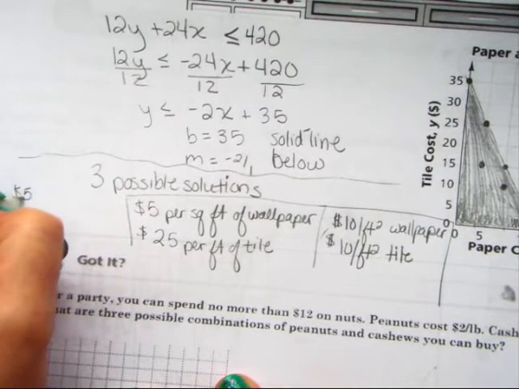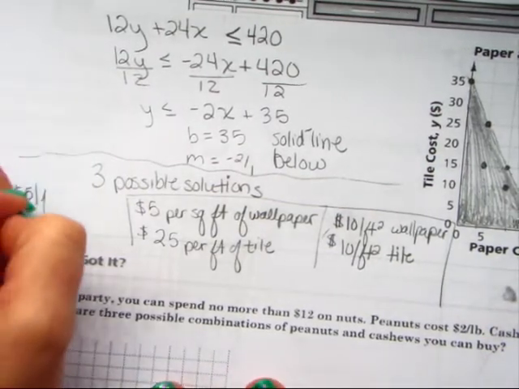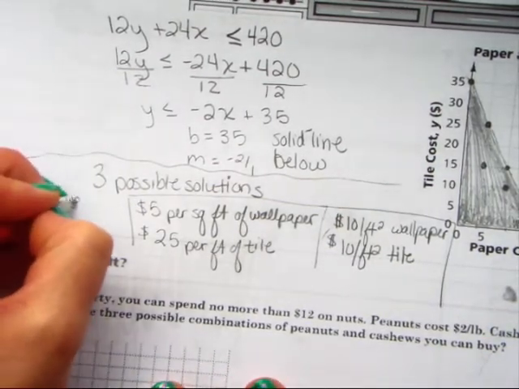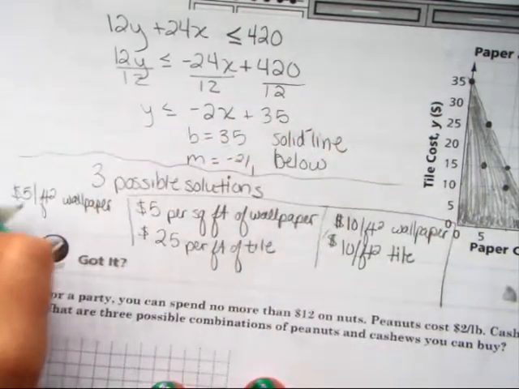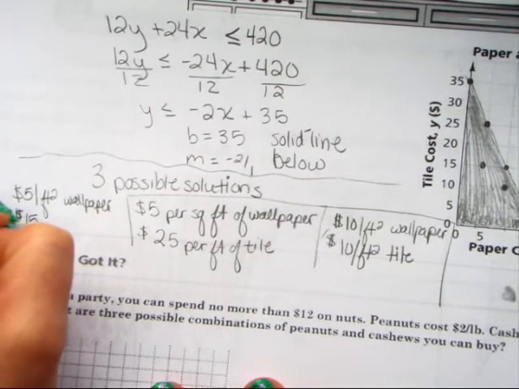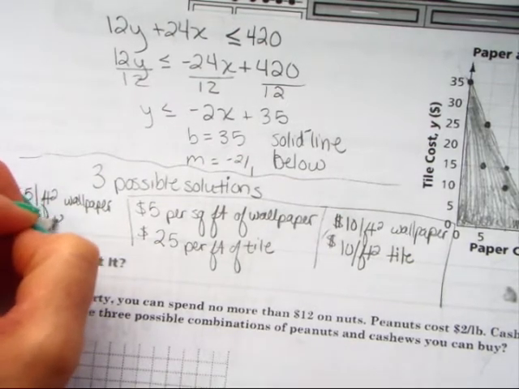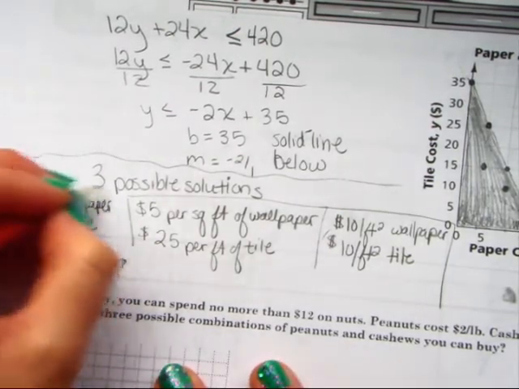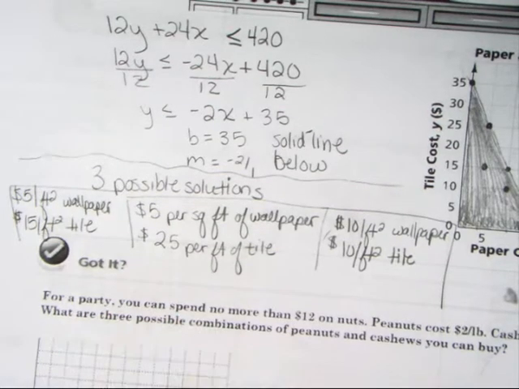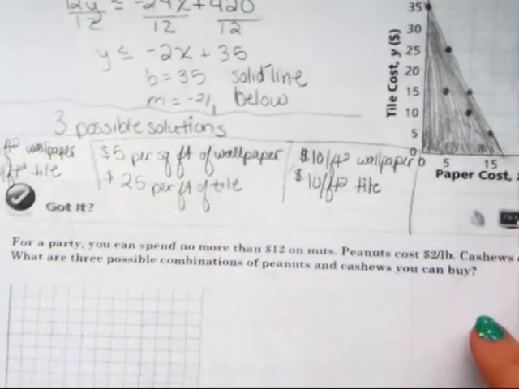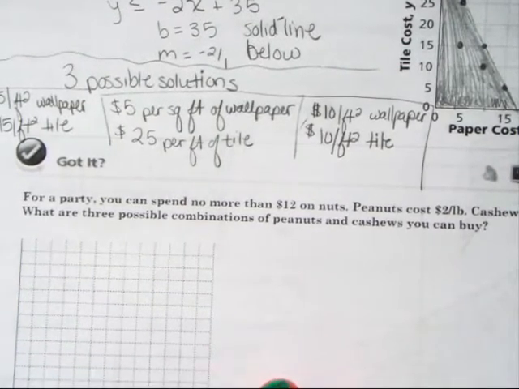If you spend $5 per square foot on wallpaper. And what was that? That was over 5 up 15. And if they spend $15 per square foot on tile. So anything on the line or in the shaded area is a solution to our problem. Okay?